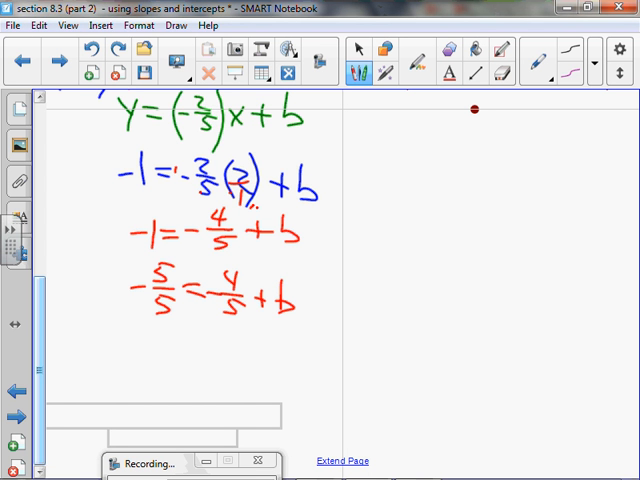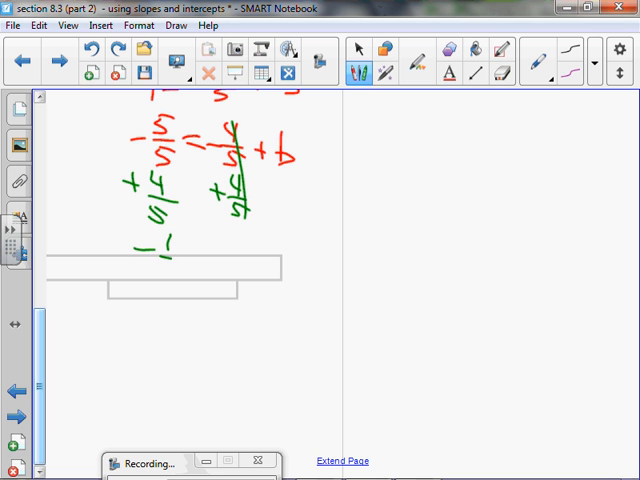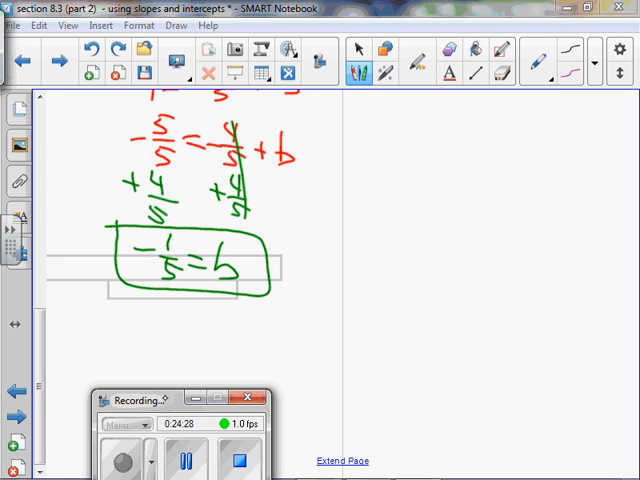Here's the other thing you could have done. You could have just added 4/5 to both sides. See, this is why it's important to know fractions. So now we add 4/5 to both sides. Negative 5/5 plus 4/5 is negative 1/5. So b equals negative 1/5. And you will finish up watching the last of the slide, the last slide you will watch for homework.